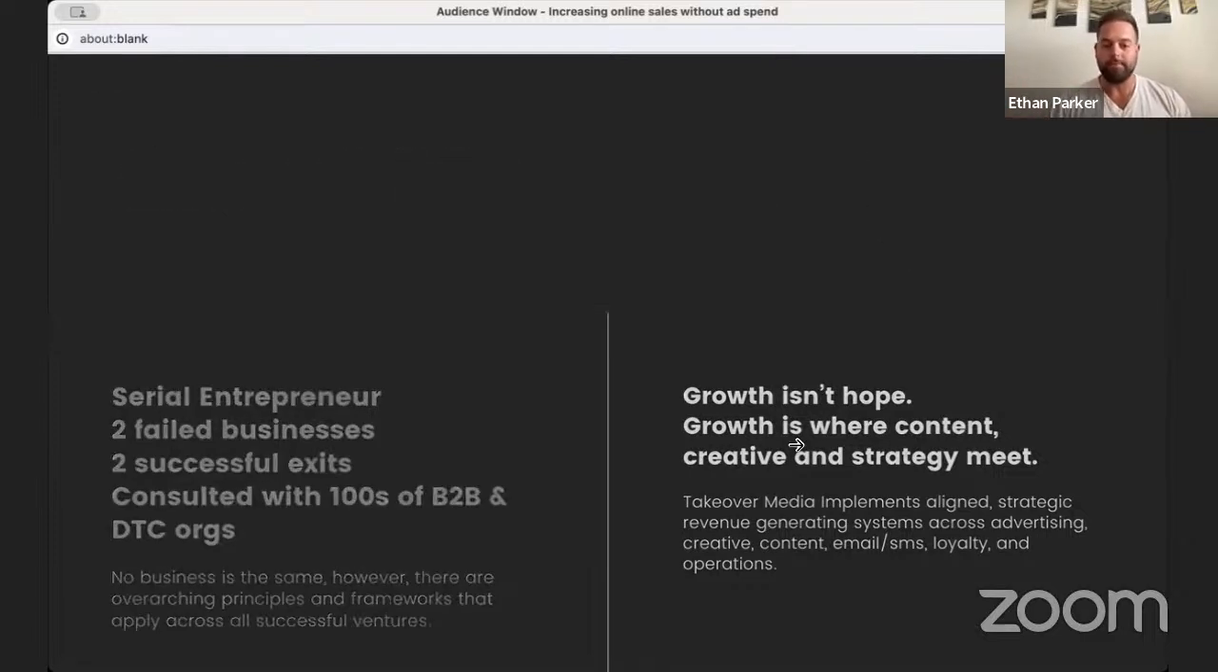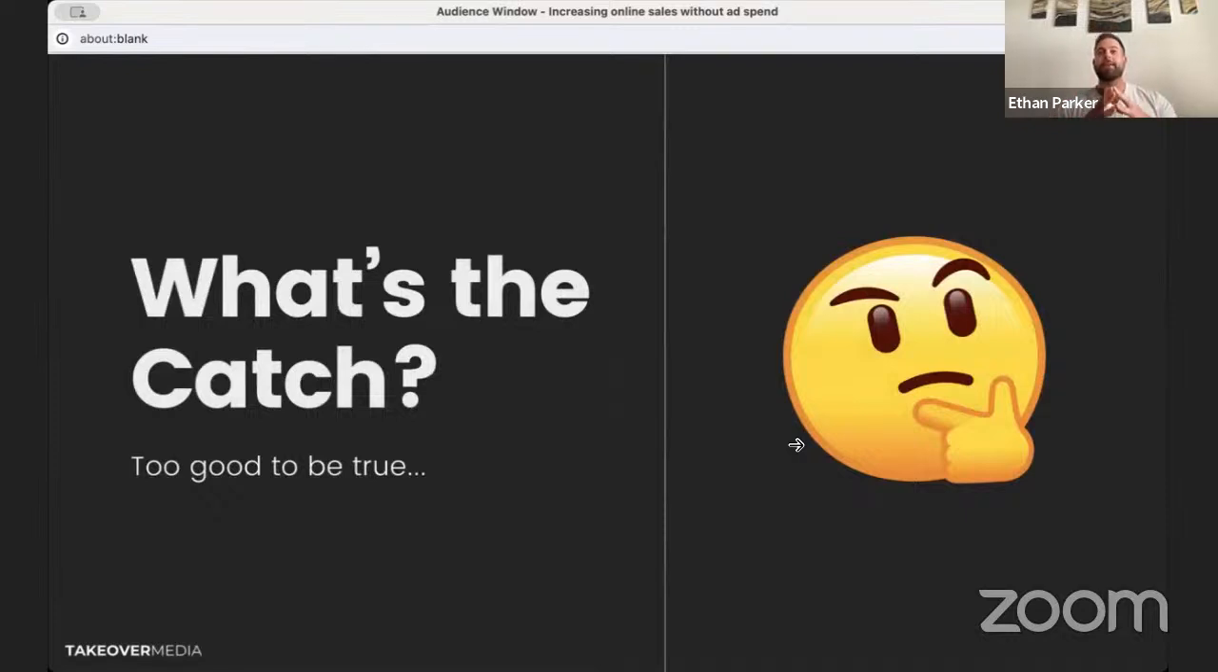Obviously, I can't go into every detail, but I am going to give you the best nuggets of all these categories. I absolutely can today. And I'm sure everyone's thinking, sounds a little bit too good to be true. What's the catch? Again, I covered that in the prelude: I'm not anti-ad spend, but let's just get the most out of it.